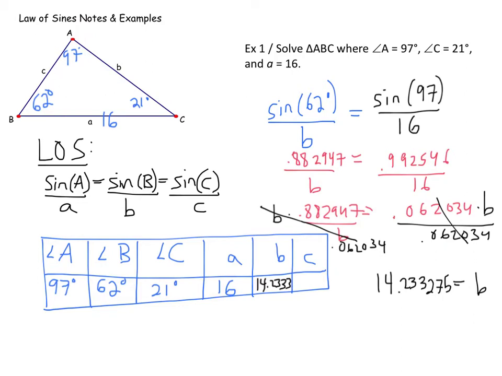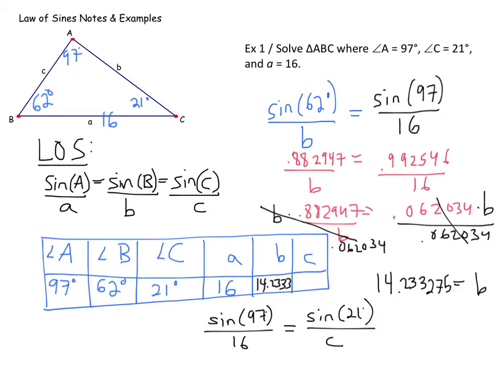Okay, so this is going to be for you. We're now going to use that same ratio that we grabbed onto because we knew side length A and angle A, and we're going to make another proportion. The sine of 97 over 16 will also be equal to the sine of angle C, which is 21 degrees. And we're trying to solve for side C.